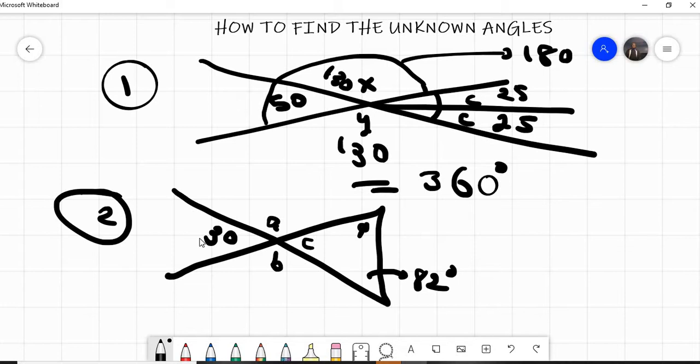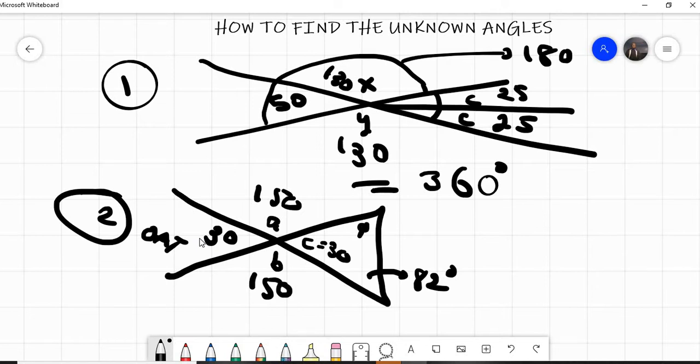So if this one is 30, we know the opposite angle theorem, we're going to use OAT. OAT means opposite angle theorem. This one is 30, so C must be 30. This one is going to be 30 as well. And so this and this together must make up 180, so this one must be 150, because 150 plus 30 is 180. And this one we're going to use OAT as well, 150. A is 150, B is going to be 150.